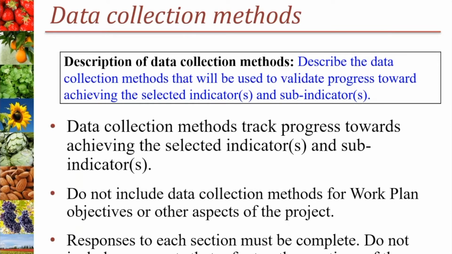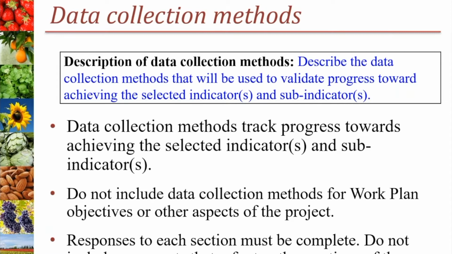For each outcome measure and indicator selected, a description of the data collection methods that will be used to report on the progress of the outcome measure must be provided. This is where you will provide details about the activities a project will conduct to collect data to measure and track the progress towards achieving the indicator or sub-indicator. This section should not include information regarding how work plan objectives or other aspects of the project will be measured or monitored that are not related to the outcome measure.